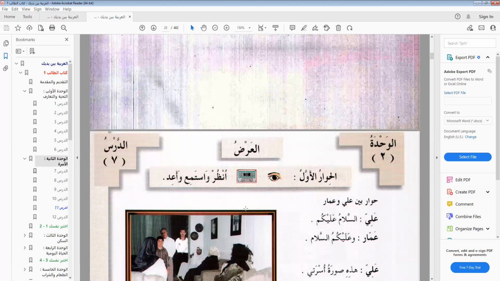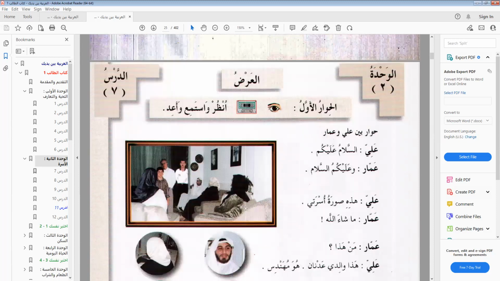Now, here we have Al-Wahdatu Al-Thaniya, Ad-Darsu Al-Sabi'u. Al-Ardu means demonstration. Al-Hiwaru al-Awwal means the first conversation. Al-Hiwaru al-Awwal, the first conversation.